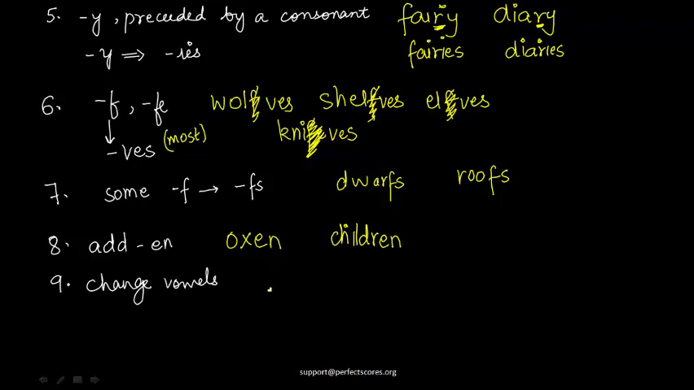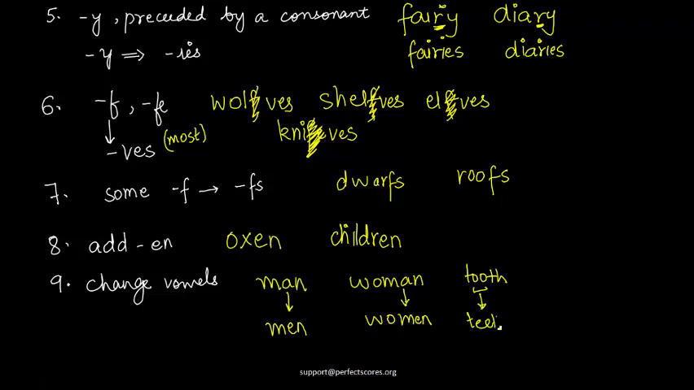There are still some other words in which all you have to do is change the vowels inside. For example, in man, you have to convert the A into E. Similarly, in woman, you have to convert the A into an E. In case of tooth, you have to convert these O's into E. Same goes for, let's say, foot or goose. From goose, you get the word geese. So these are a few more ways. Let's go ahead and discuss a few more ways of converting nouns from singular to plural.